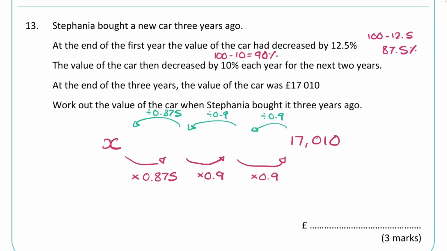I'm just going to divide by 0.9 to start with. I'm going to actually just write each of these values out as we go. So we get 18,900. Divide by 0.9 again, that's 21,000. And then divide by 0.875. And that comes out as 24,000. And there we go, there is our final answer. The value of the car was £24,000. And that was 3 years ago.